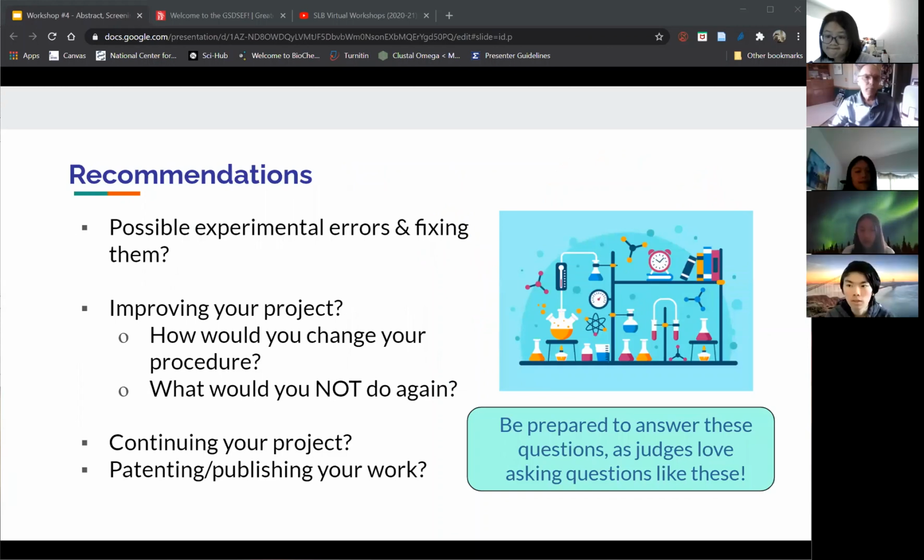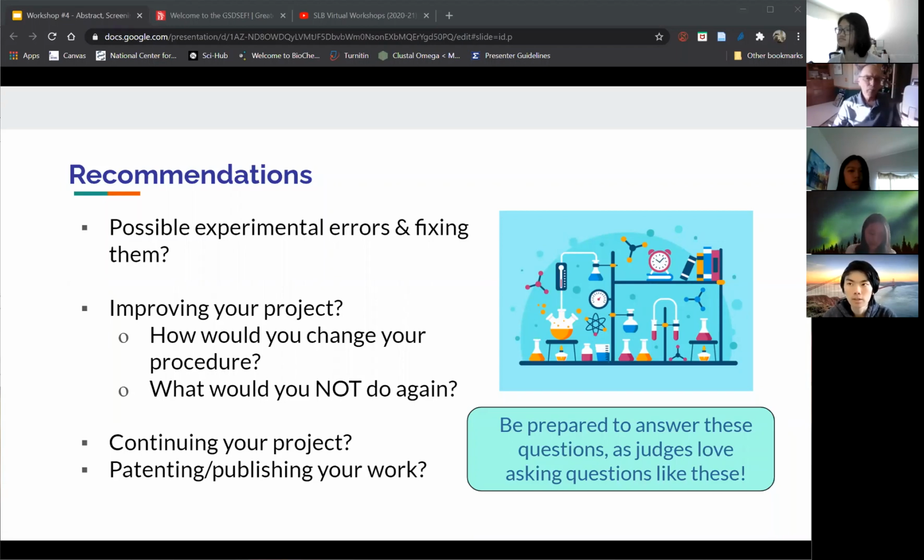Another important part of the science fair project is the recommendations. This is something that judges will always ask you about, and one common way is, what is one flaw with your project that you would improve on, or what is a possible experimental error for your project? You definitely need to have this in mind and be ready to answer any questions.